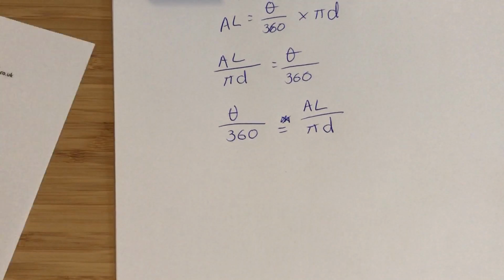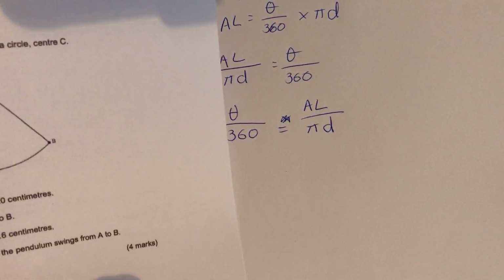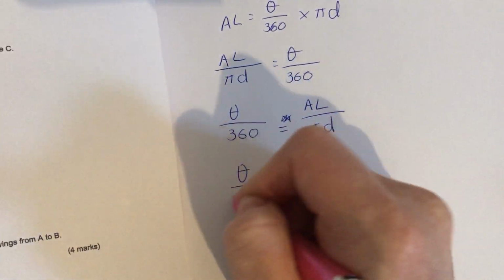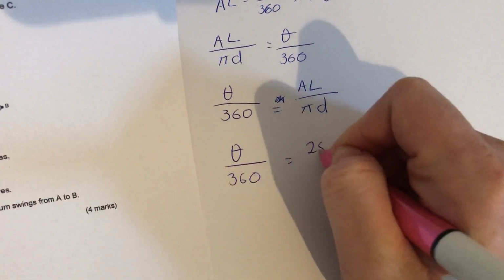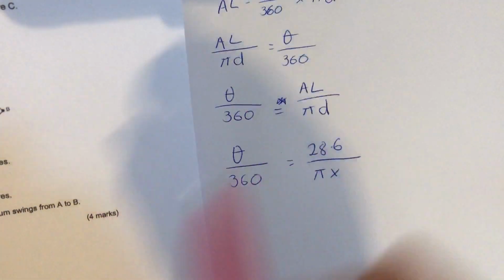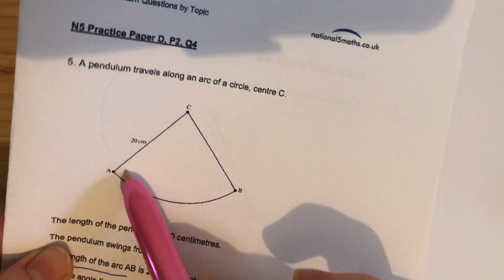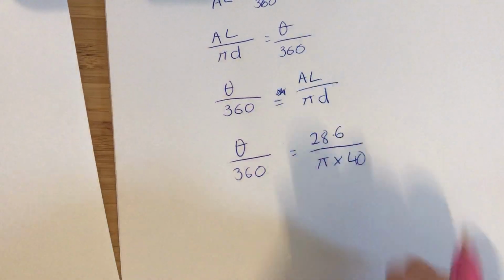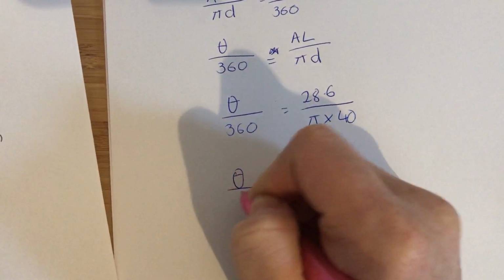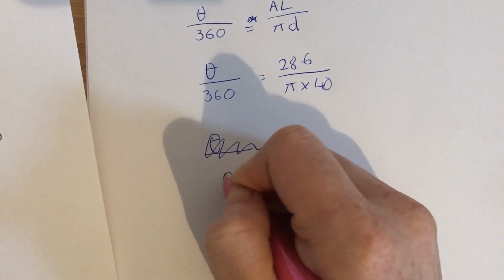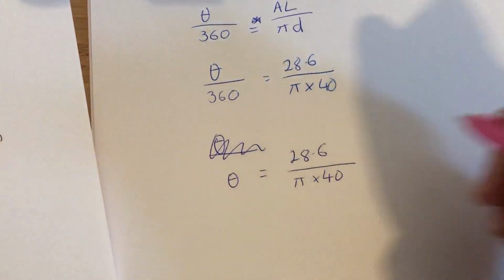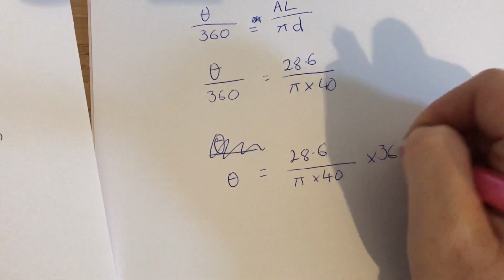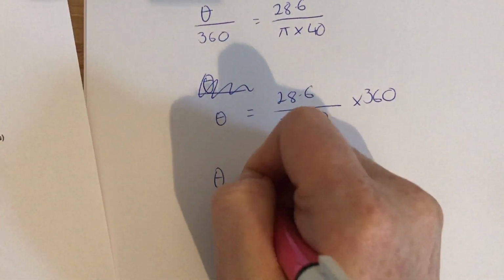And then let's substitute in what we've got. Theta over 360 is going to stay like that, because angle is what we don't know. Arc length, we've been told, is 28.6 over pi times the diameter. So if the radius is 20 centimetres, we can see this here. We have to imagine the whole circle. The diameter would be 40. And last little step, theta equals 28.6 over pi times 40 multiplied by 360, because we're multiplying by 360 on both sides. And then you can find the angle.